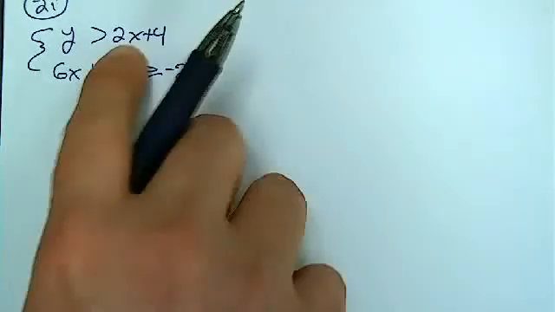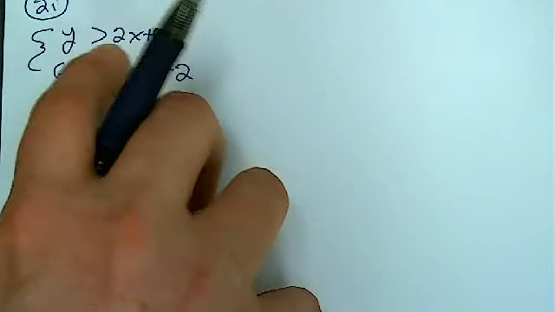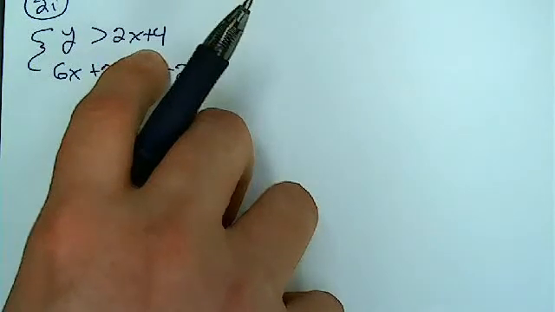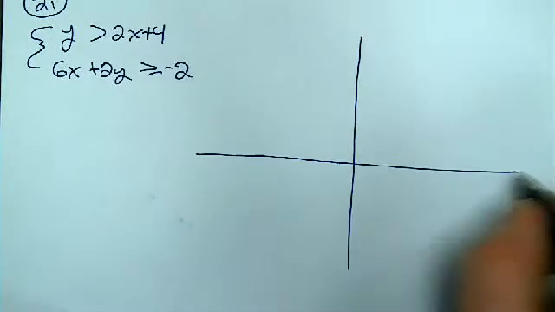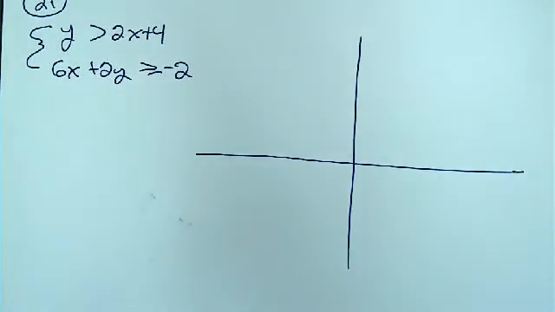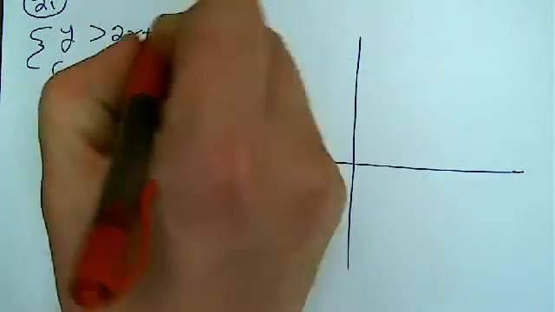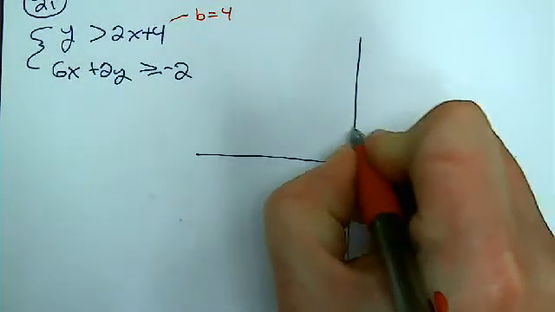The first equation's inequality is already in slope-intercept form, right? So I don't have to do anything there. So here's my axis I'm going to graph on. Somebody, what's my intercept? 4. So 1, 2, 3, 4.